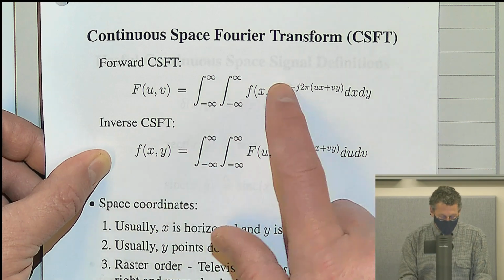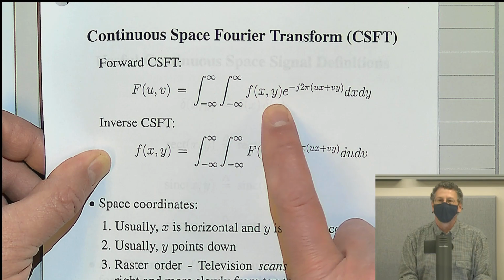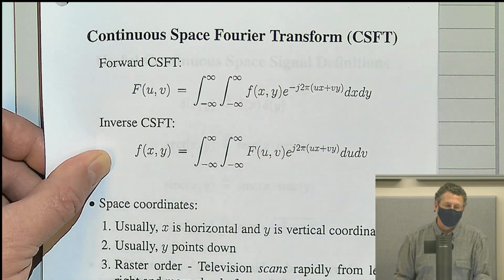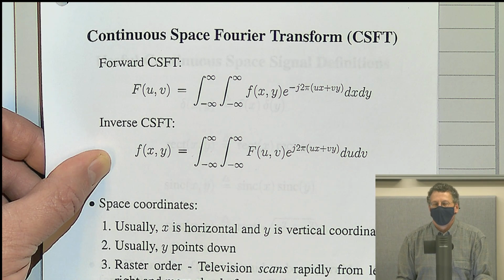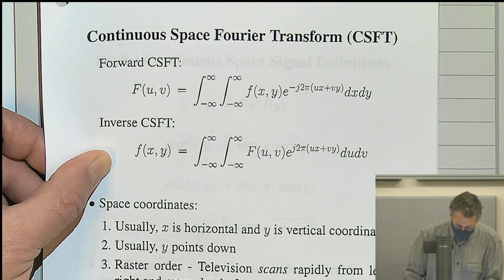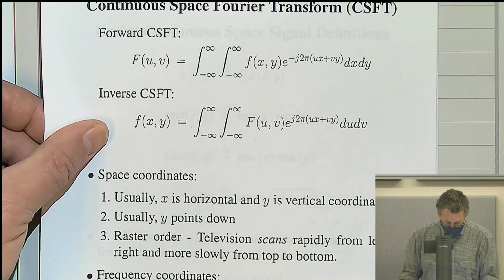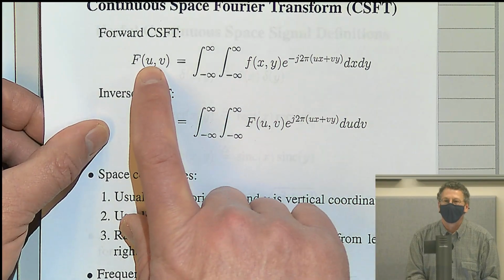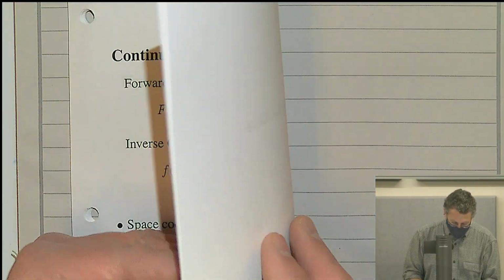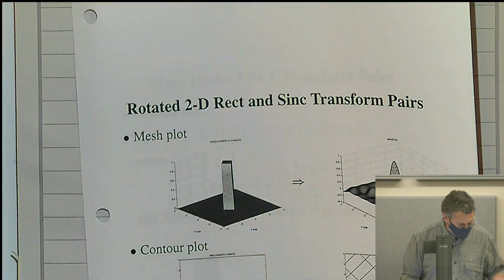So this should be an inversion. And if the function f is well behaved, then this will be an exact inverse to that. By well behaved, I mean it has to have certain properties, like being continuous and so forth. And u represents frequency in the horizontal direction, and v represents frequency in the vertical direction. We went through that kind of fast.